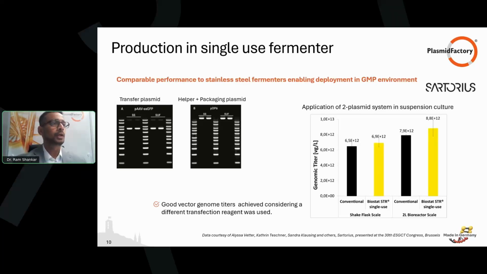This is in fact for AAV6. And they found that they were able to achieve 10 to the 12 vector genomes per liter. I understand this is a little bit lower than what you would expect, but still it is a pretty reasonable vector genome titer considering that a different transfection reagent was used, which is not the most optimal one for AAV vector production. Still, being able to achieve 10 to the 12 vector genomes per liter is a pretty good value. So what it again shows is that the application of the two-plasmid system and its proof that it works in suspension culture is now a given.